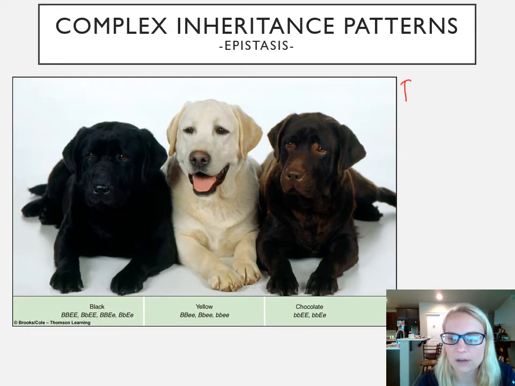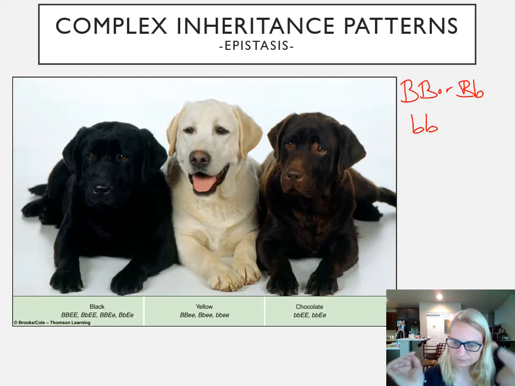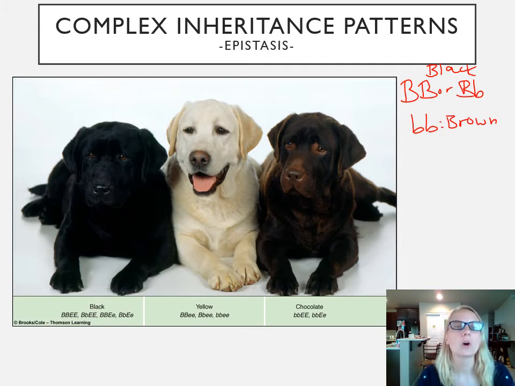So here is our key, right? So big B or this, that is the color part. If we have this, it's going to be black, and this is going to be brown. So the B codes for the color of the dog. We have black or brown options. You're like, wait, but there's a yellow dog. Where did the yellow dog come from?